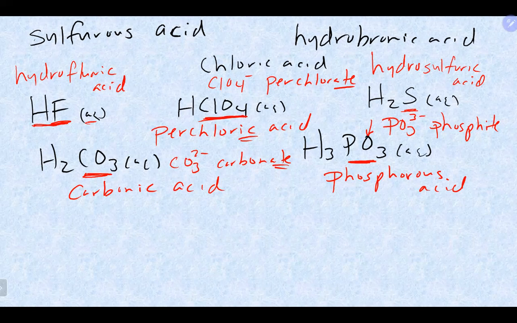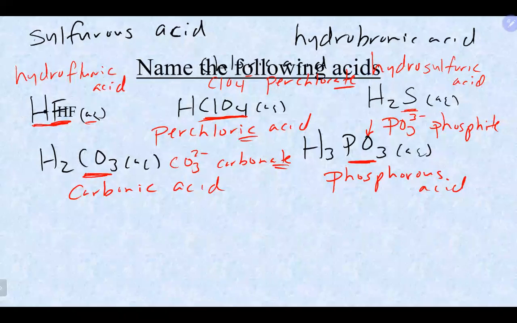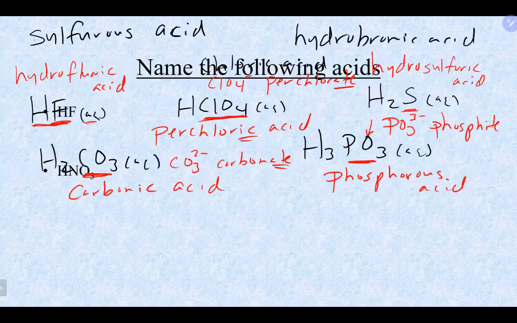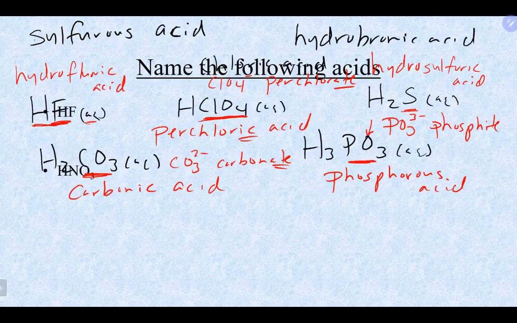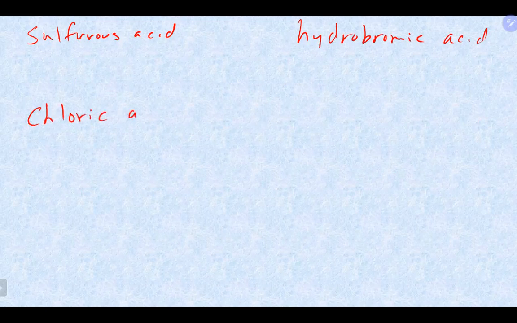Okay, so let's take a look at the names if we want to go to formula. I'm just going to rewrite them on the next page. So I had sulfurous acid. I had hydrobromic. And I had chloric, I think. If you're going from the acid name back to the formula, you can follow our rules here.